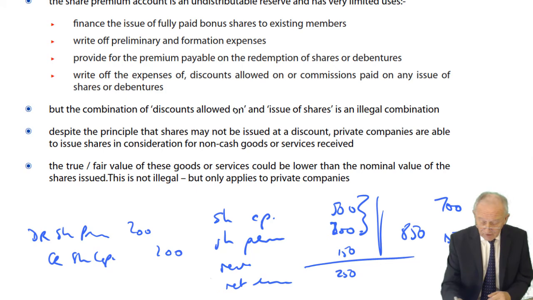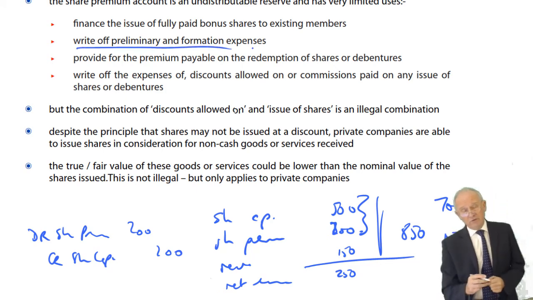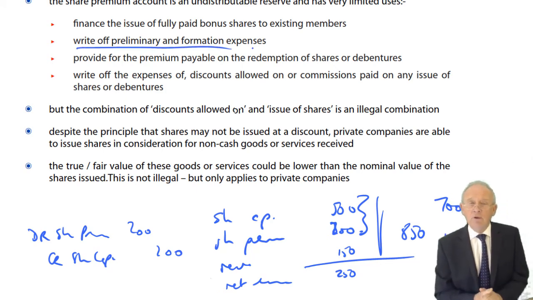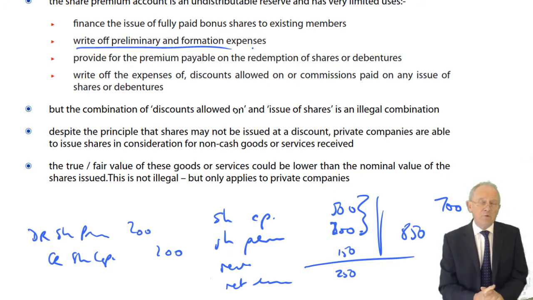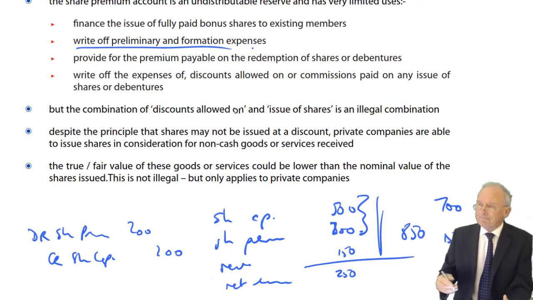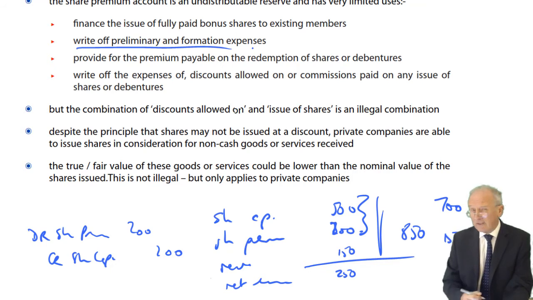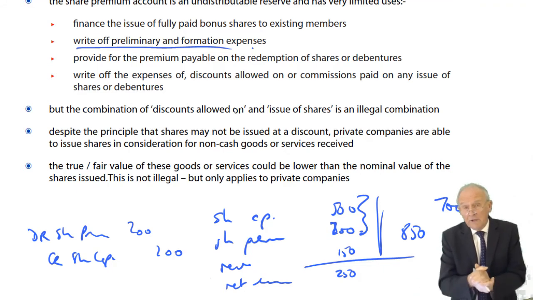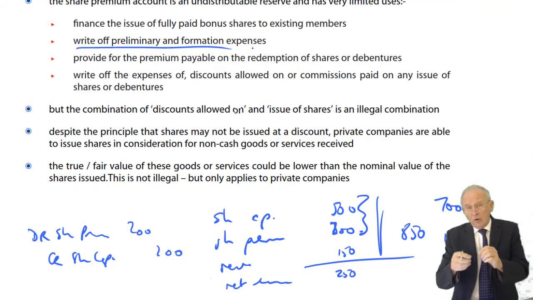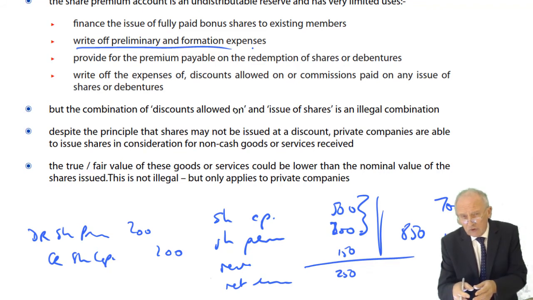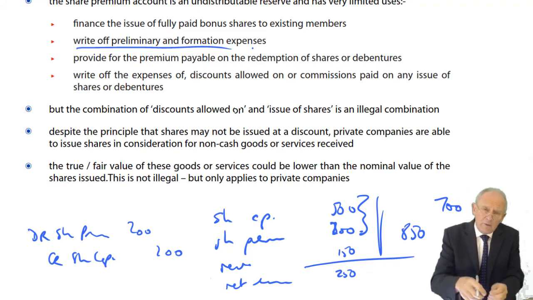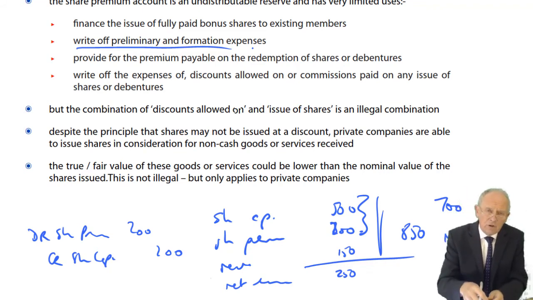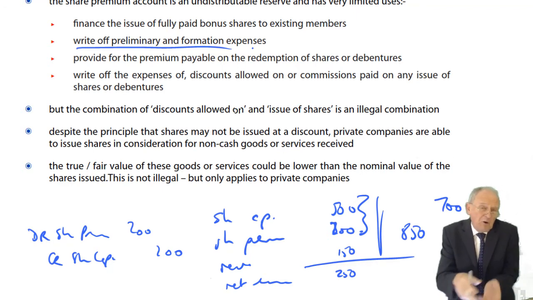The second one is to write off, and now this only happens once, writing off the preliminary and formation expenses. So when we have issued shares and we've credited our share premium account, all the time our promoter is incurring expenses. So when we pay cash, we could normally debit this retained earnings, profit or loss account. But we've no profits or losses there at the moment because we're only just starting.